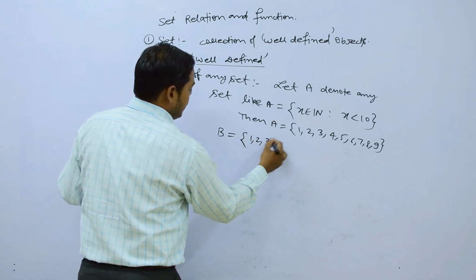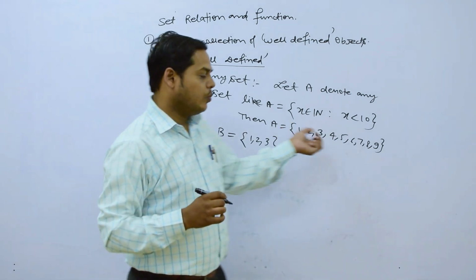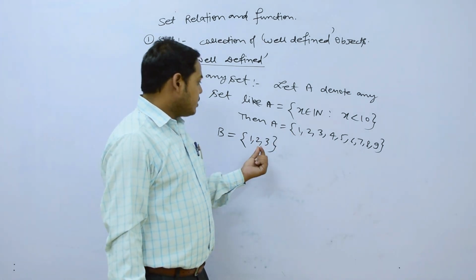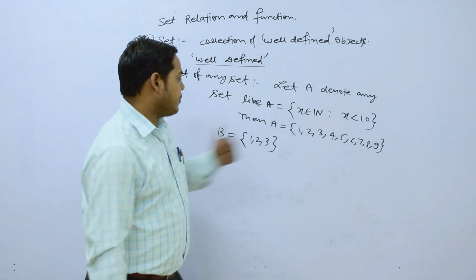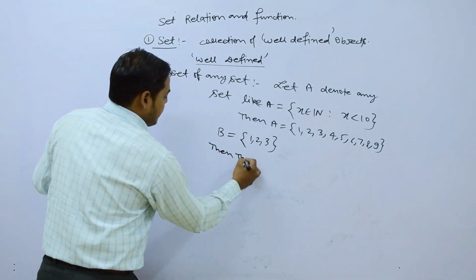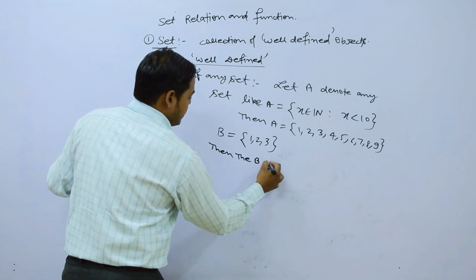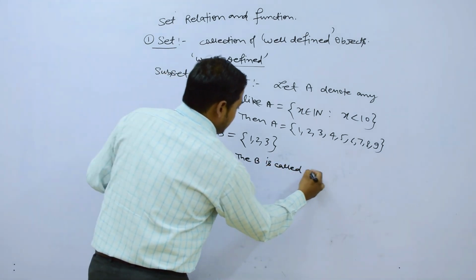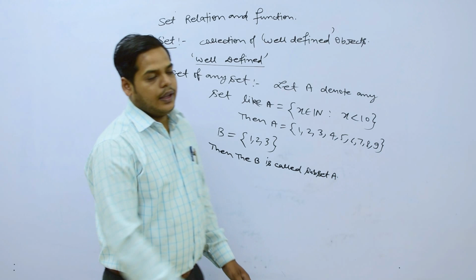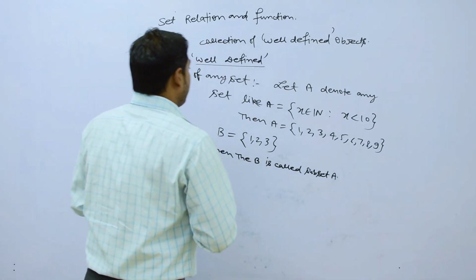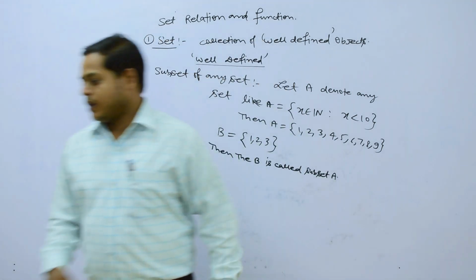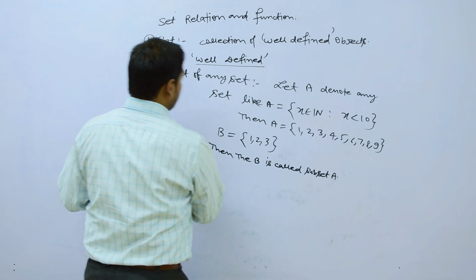Suppose we can take 1, 2, 3, or we can take 1, 2, 4, or we can take 1, 2, 5. Means it's our choice what element we want to choose from A. Then the set B is called subset of A. Now it is very important to know how many subsets can be formed from a given set.